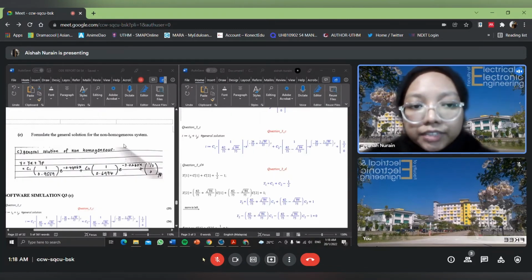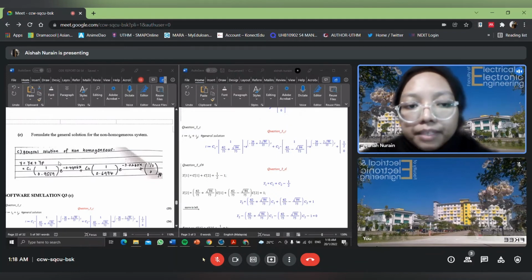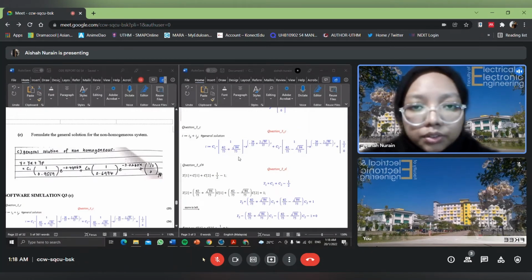For question 3C, you need to formulate the general solution for the non-homogeneous system, which is y equals yc plus yp. And in this simulation, I use IH plus IP. Then I get the value, and the value is also the same as the manual calculation. But this is in fraction. If we change it to decimals, we also get the same answer as the manual calculation.